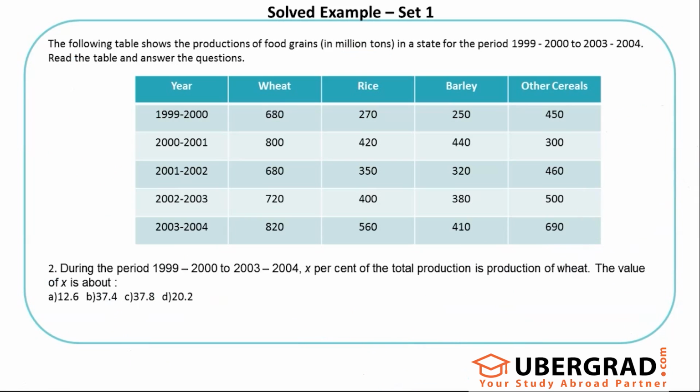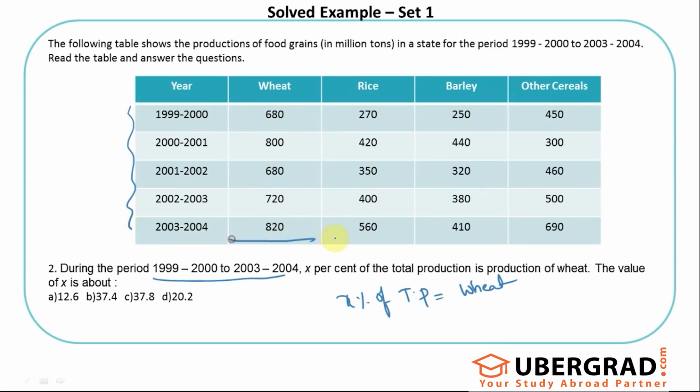Right. So next, we'll see 4 questions on the same piece of information with a change in the questions at the end. During the period 1999 to 2000 to 2003 to 2004, that's basically over the 5 years, X percentage of the total production is production of wheat. The value of X is about. So it's basically saying X percentage of the total production is wheat for the 5 years, this entire time period. I know only the individual values, I don't know the total values.